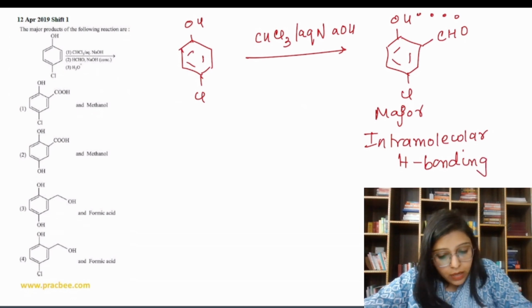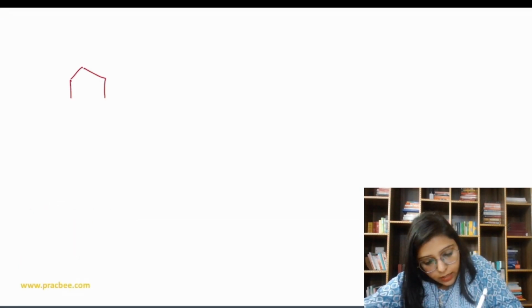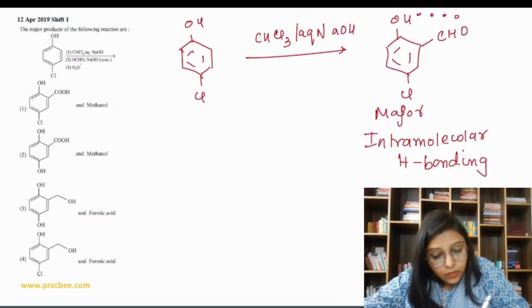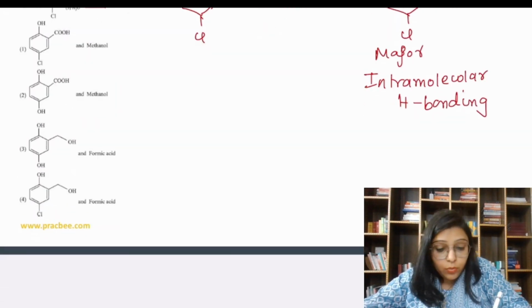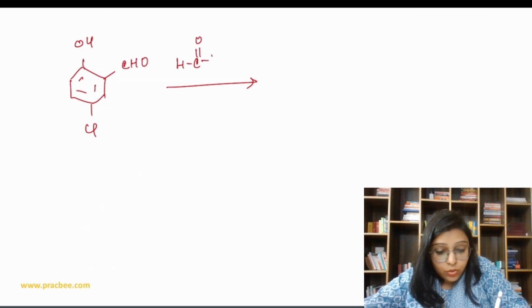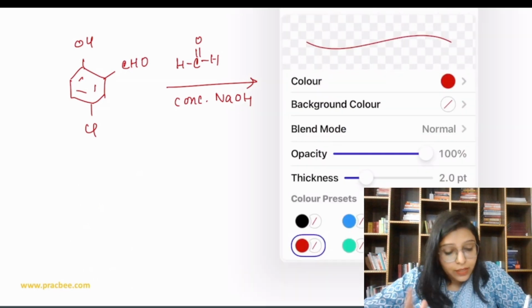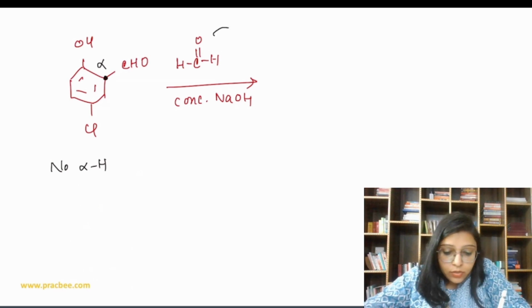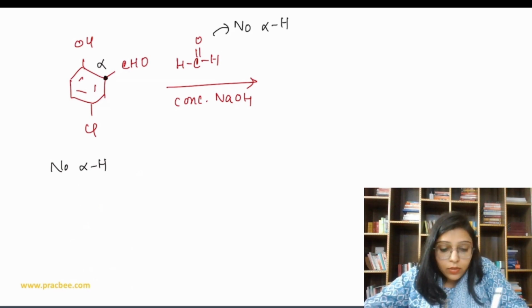Okay, now we have OH and CHO. One minute, let me rewrite. OH, CHO, and here we have Cl. Now this is treated with HCHO and concentrated NaOH. Now if you try to understand, here we do not have alpha hydrogen, no alpha hydrogen. This is the alpha position and no alpha hydrogen, and in this also we do not have alpha hydrogen. Concentrated base is there, it means we have to perform Cannizzaro reaction.